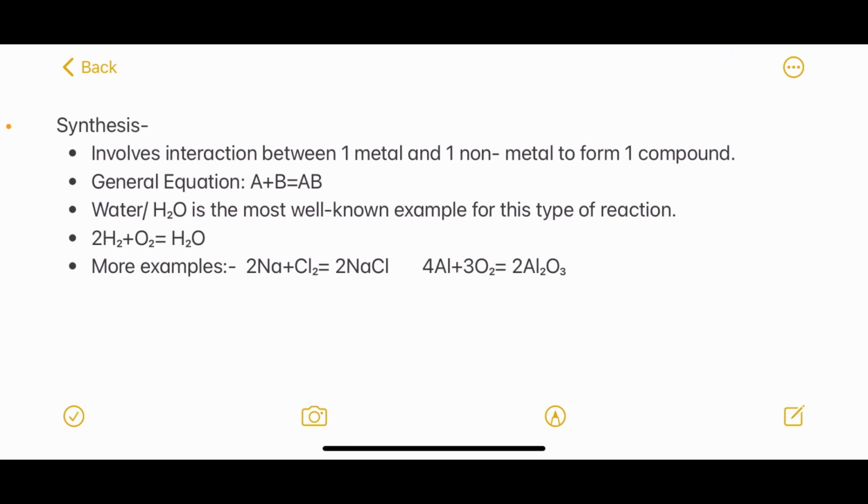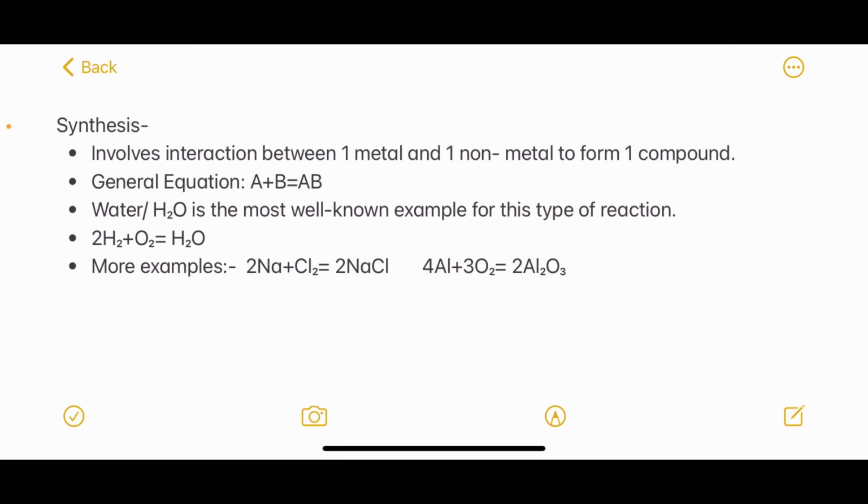So a synthesis reaction involves interaction between one metal and one non-metal to form one compound. So essentially there are 2 elements reacting with each other to form one compound. You can see here in the general equation where you have A, which is the metal, plus B, which is the non-metal, to form AB, the compound. One of the most well-known compounds that is formed through this reaction is water, or H2O. You can see it here in the balanced equation: 2H2 plus O2 equals 2H2O.